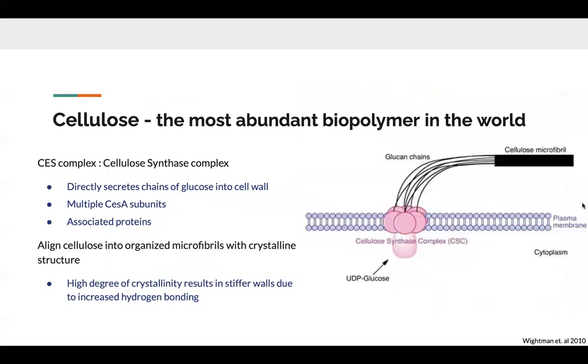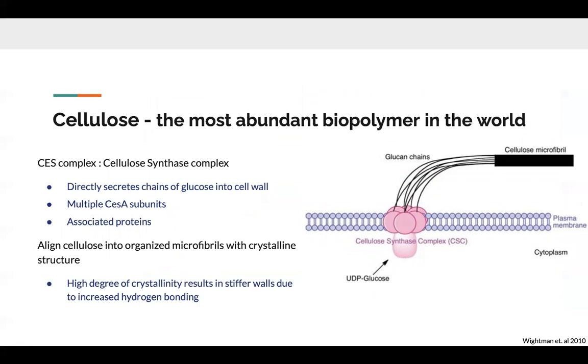Cellulose is a key biopolymer in both primary and secondary cell walls, and is in fact the most abundant biopolymer in the world. Cellulose is synthesized by the cellulose synthase complex. This transmembrane protein directly secretes chains of glucose into the cell wall.